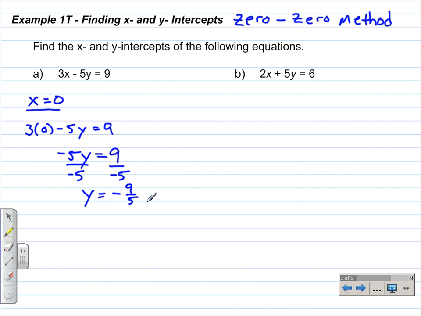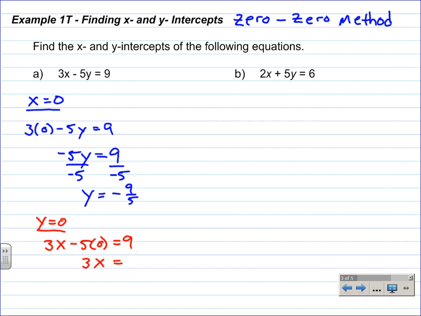This is the y-intercept. So we need to find the x-intercept now. And to find the x-intercept, we're going to substitute 0 in for y. I label my work saying, hey, I'm making y equal to 0. So I take the original equation again, and in for y, I'm going to substitute the 0. Much like in the first part of the example, the minus 5 times 0 becomes 0, and 3x take away 0 leaves us 3x. So when we simplify, we're left with the x term being equal to 9. Divide each side by 3. X is equal to 3, because 9 divided by 3 is 3. So our two answers in this case: the y-intercept being negative 9/5 and the x-intercept being 3.